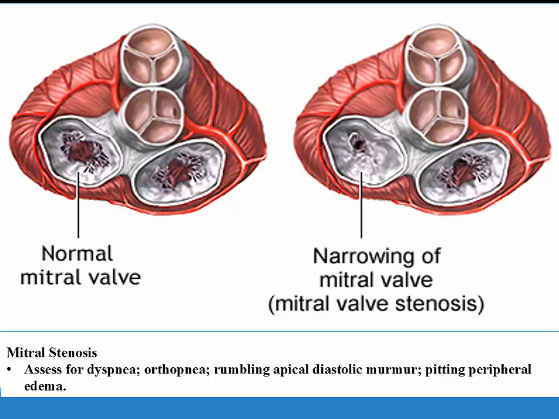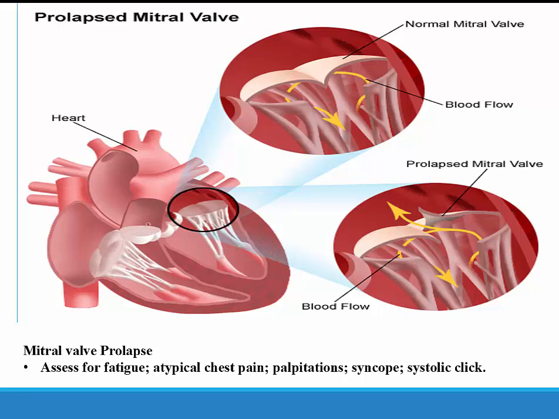Mitral stenosis. Assess for dyspnea, orthopnea, rumbling apical diastolic murmur, or pitting peripheral edema. Mitral valve prolapse. Assess for fatigue, atypical chest pain, palpitations, syncope, or systolic click.